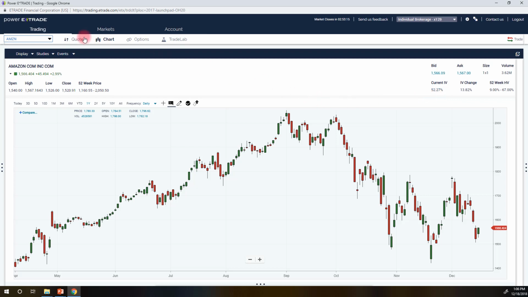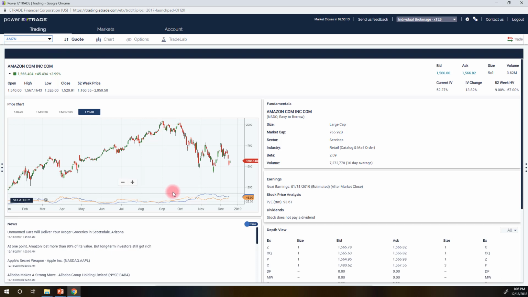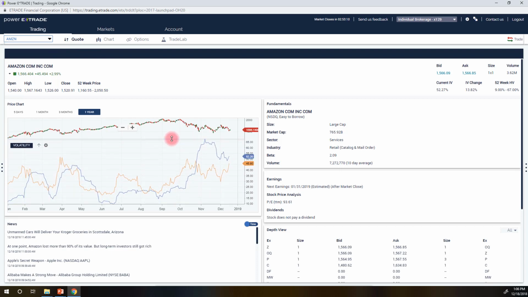I can also find it over here on the quote screen. Nice little graph down here. This actually shows you the historic volatility in blue and the implied volatility in orange. And I'll try to do a video here sometime soon on the implied volatility. But there's your historic volatility, 52%.